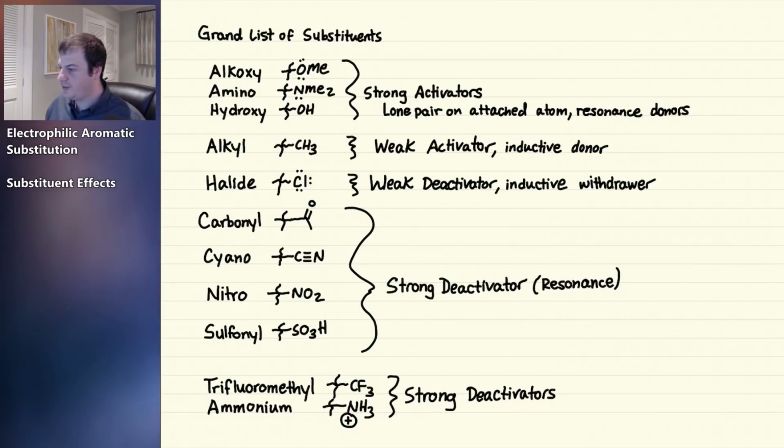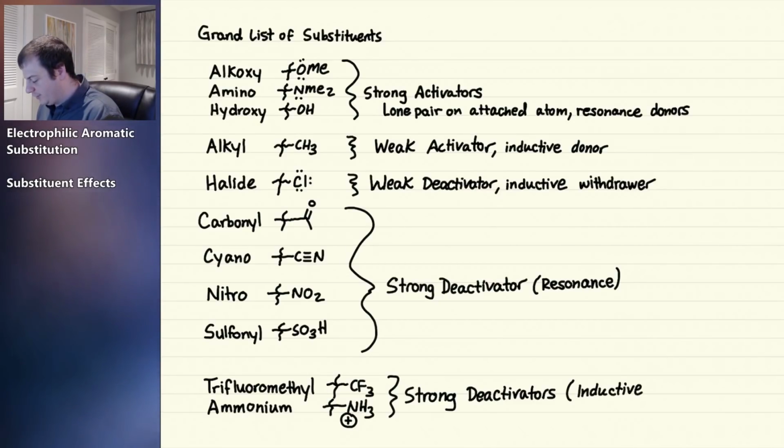They do not have a resonance form that we can draw that shows the electron density being sucked out, but they do have a very strong withdrawing inductive effect. So they are also classified as strong deactivators. Okay, so now that we have this list of substituents, you should familiarize yourself with these and memorize each of these substituents and what category they belong in, because you'll see in just a moment that that's going to become very important for our analysis.